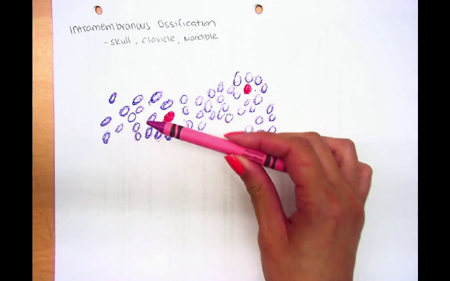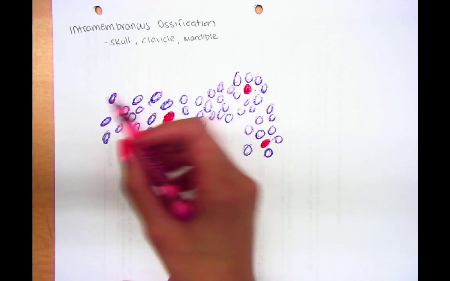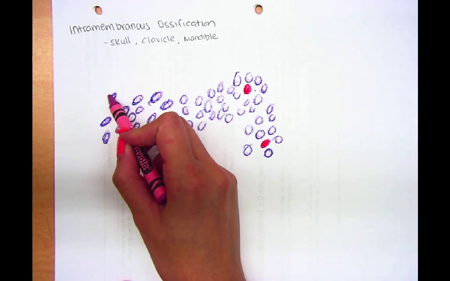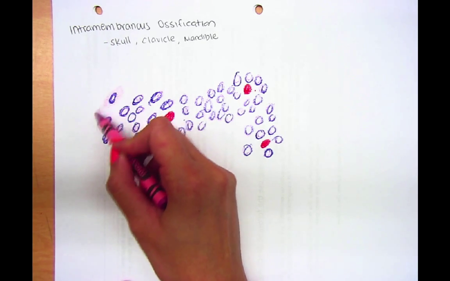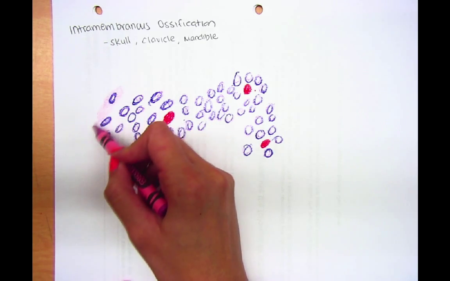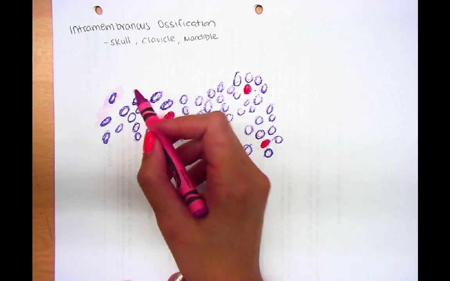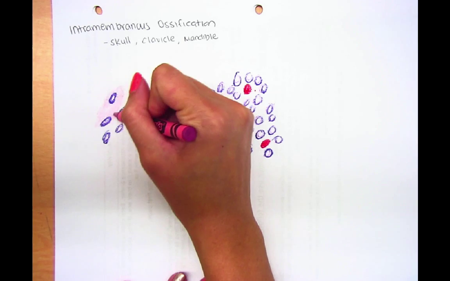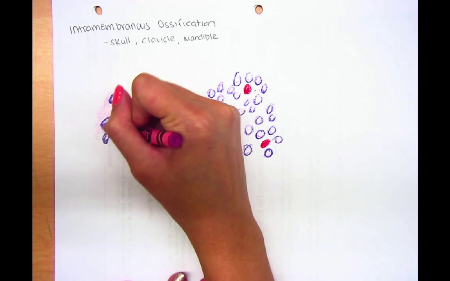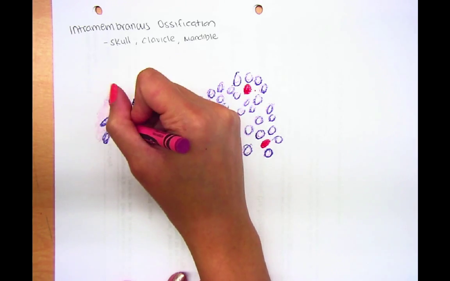So I'm going to use a lighter color again to show you these osteoblasts right here. They'll start making bone matrix, and if you remember what bone matrix is, it is what osteocytes make, and they're going to make it out of calcium phosphate, some salts, and your organic matter.